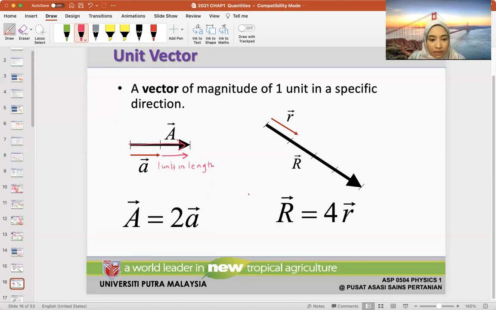Okay. This is fine. And then we have this R vector, this whole arrow, and I want to describe it using the small r. Small r is 1 unit in length and has the same direction as the capital R vector. So the capital R is 4 times the small r. I can write it like this: R is equal to 4r, 4 small r vector. It's fine. As long as they are in the same direction, you can describe it like this.